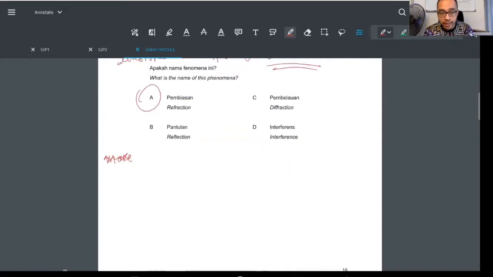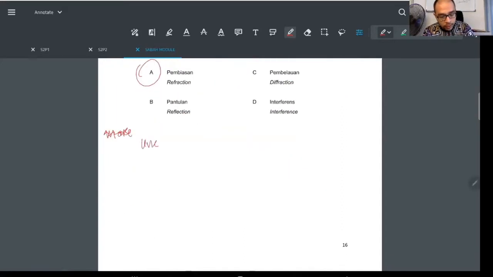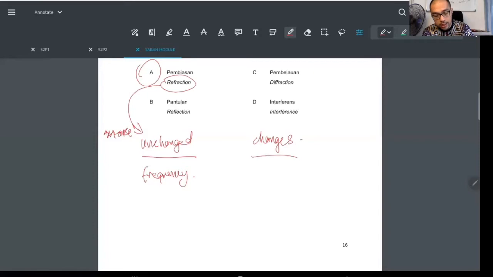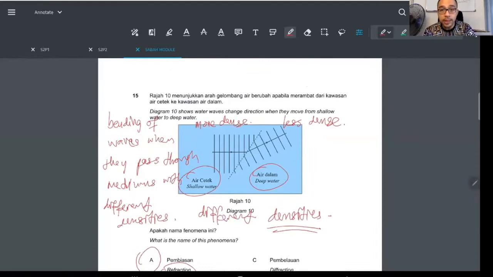Now, a few things don't change. In refraction, actually only one thing doesn't change, which is the frequency. The frequency doesn't change. What changes is the wavelength and wave velocity. So in this one, the frequency doesn't change, but you see that the wavelength changes.